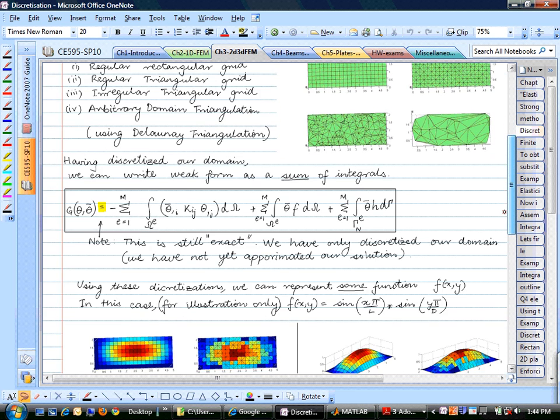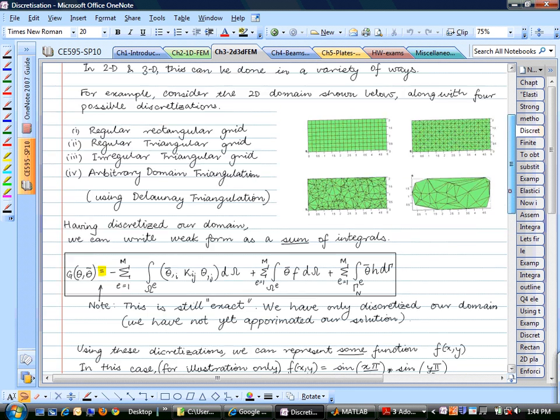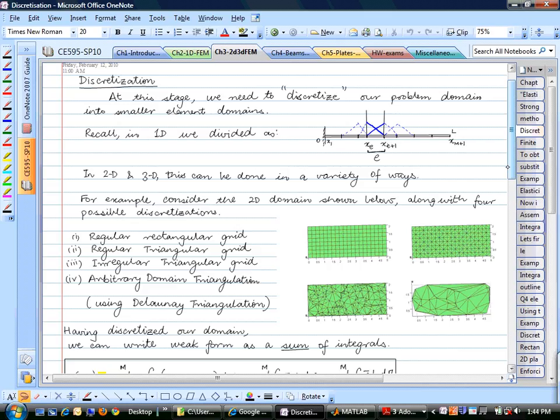So essentially, here is where you start to build in the approximation. Up until now, you had the strong form, or the governing equations. You find the weak form, there's no approximation. You discretize the domain, divide it into small parts, and you divide your integral into a sum over all these parts. Even then, there is no approximation.